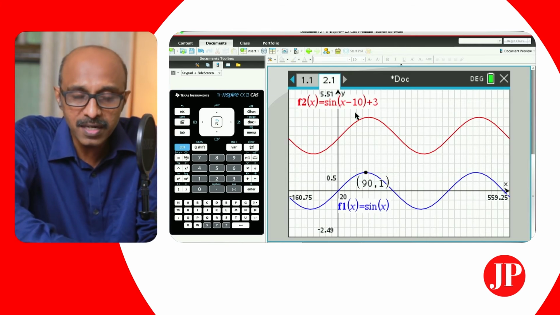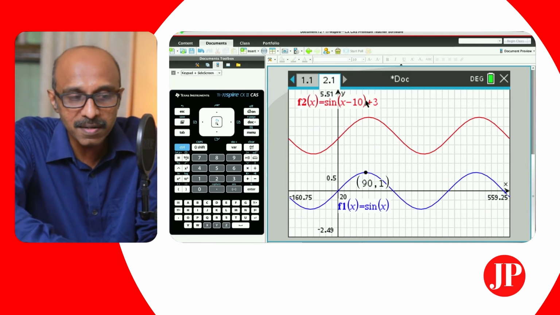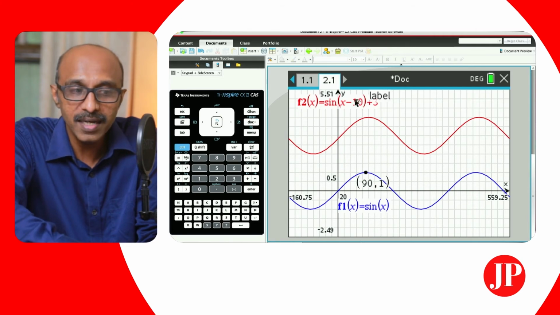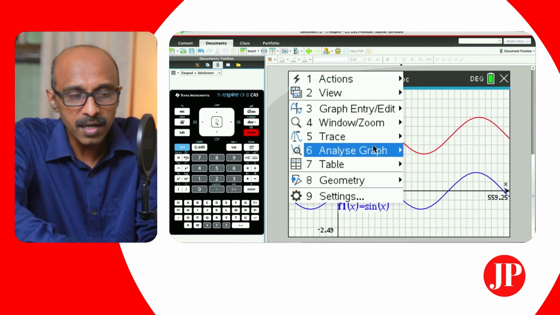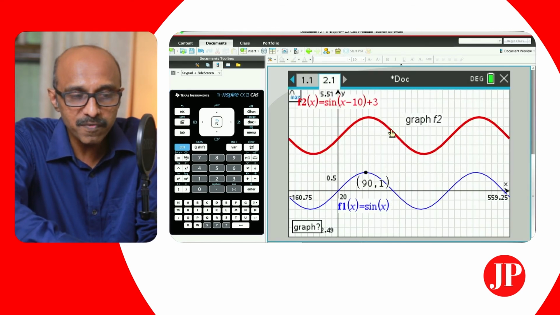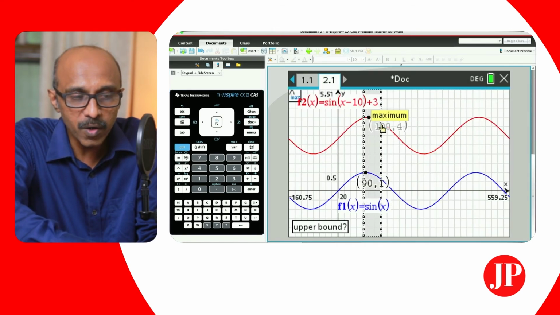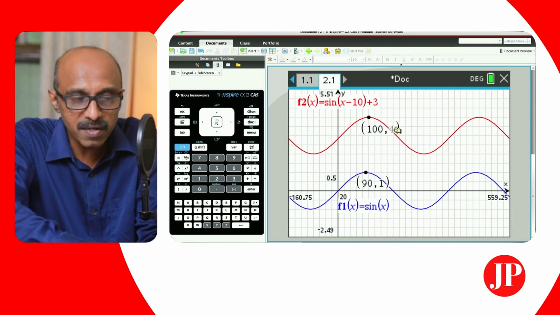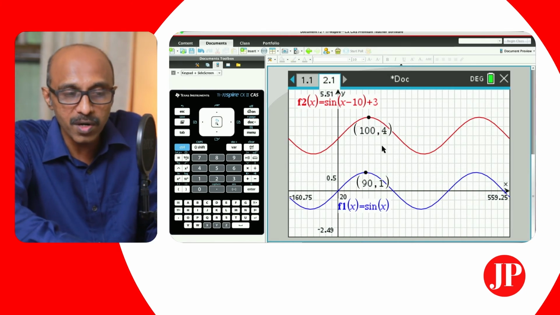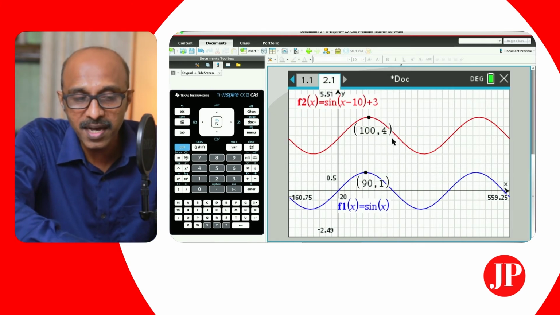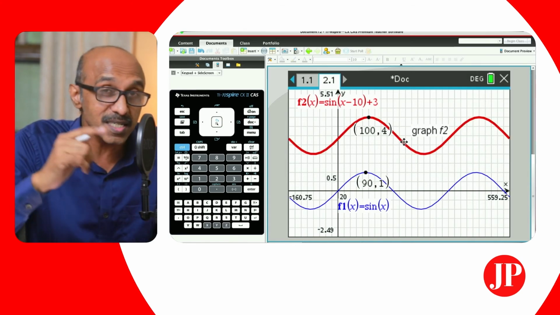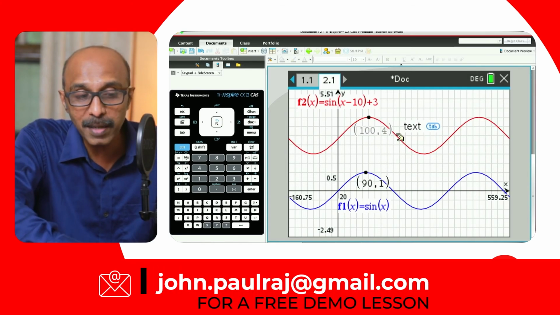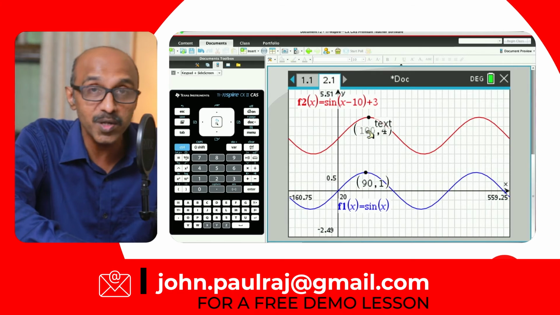Let's do the same thing for the translated function. Let's see whether we can draw some conclusions about h and k. H is 10, remember, and k is 3. So analyze the maximum for the red graph, and there we go. The maximum is occurring at x equal to 100, the x coordinate being 100, and the y value being 4. That means the maximum value is 4. The maximum value is occurring at x equal to 100 degrees.